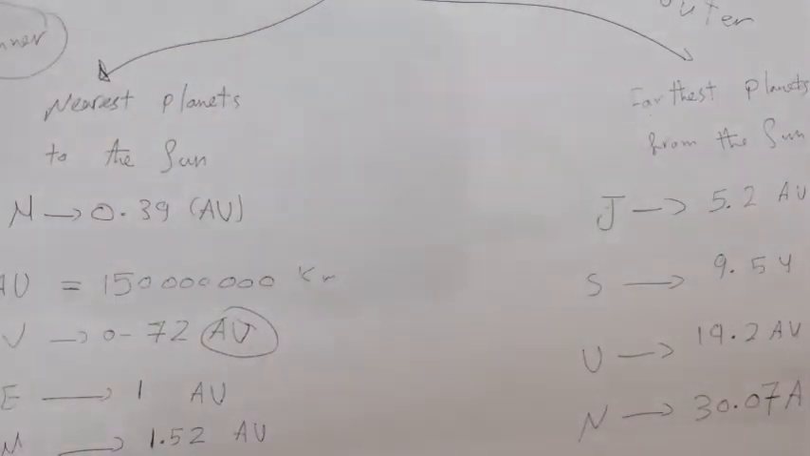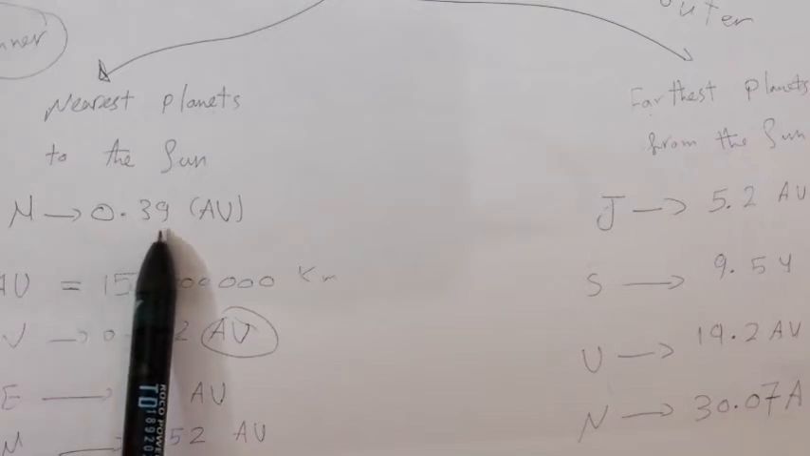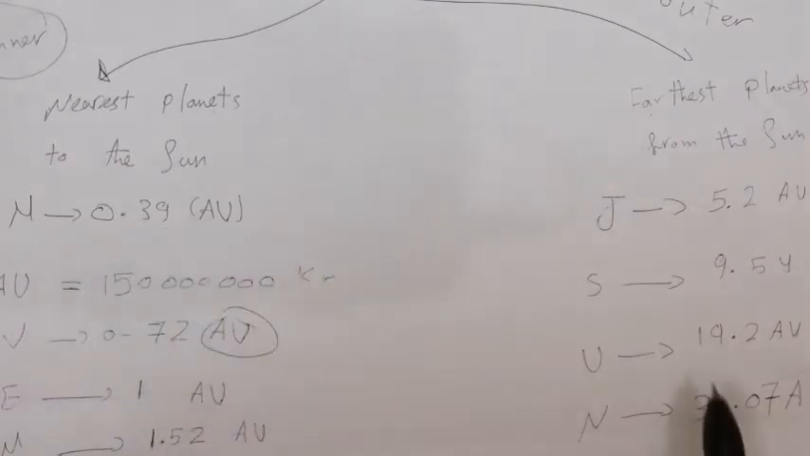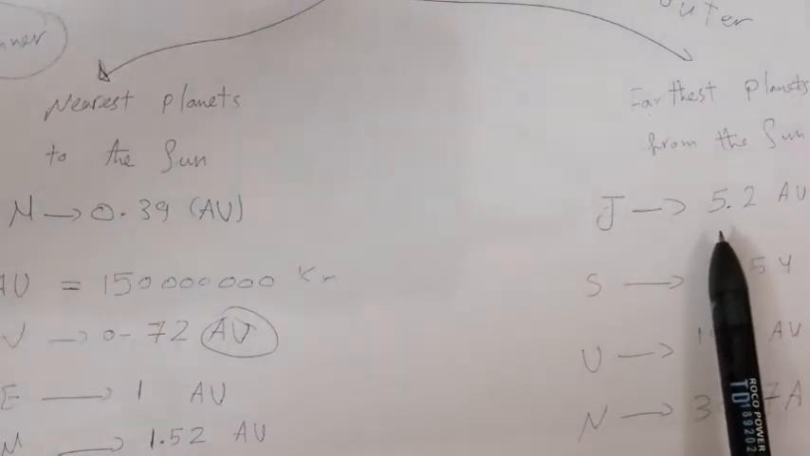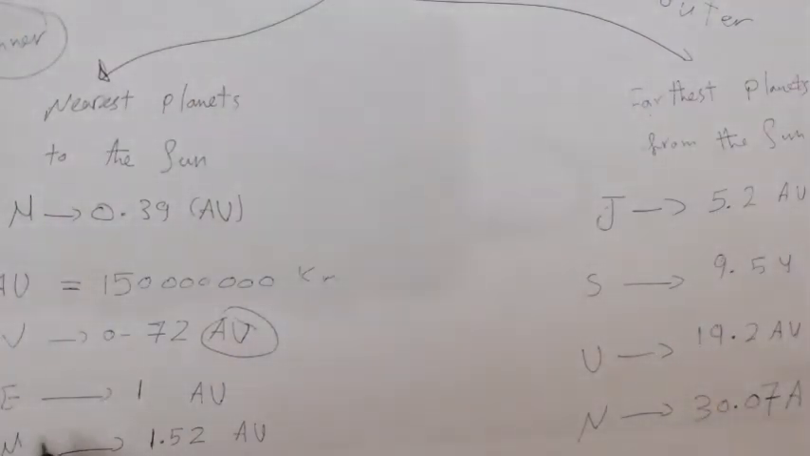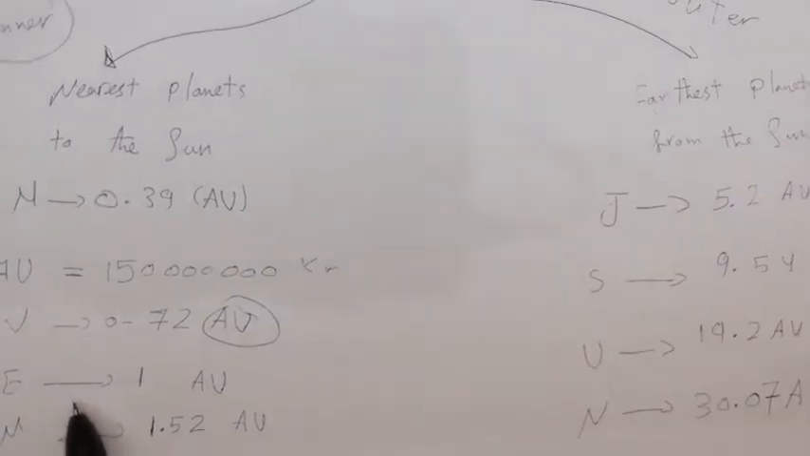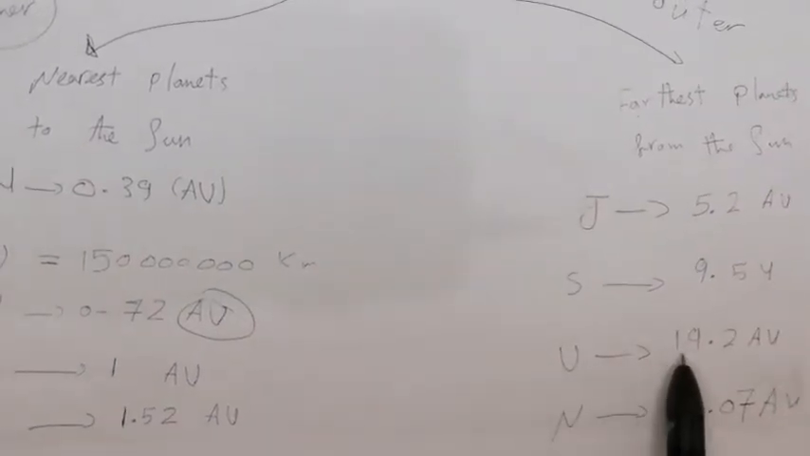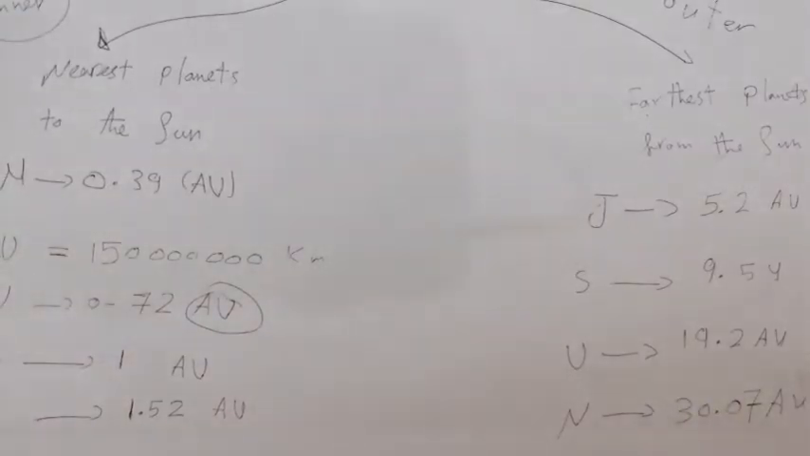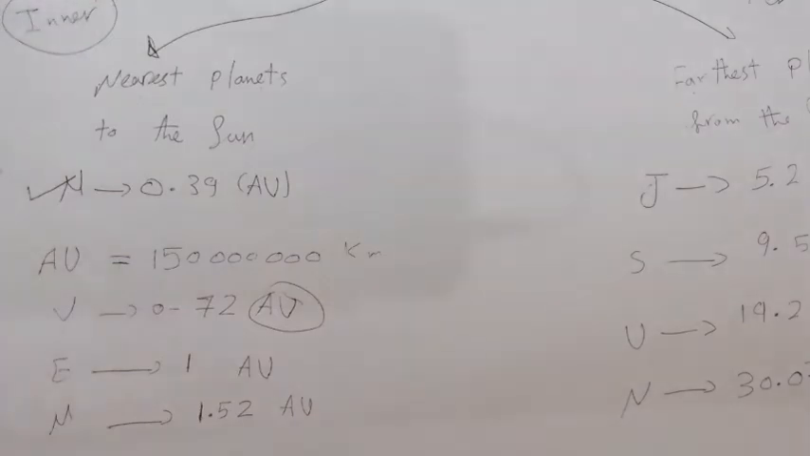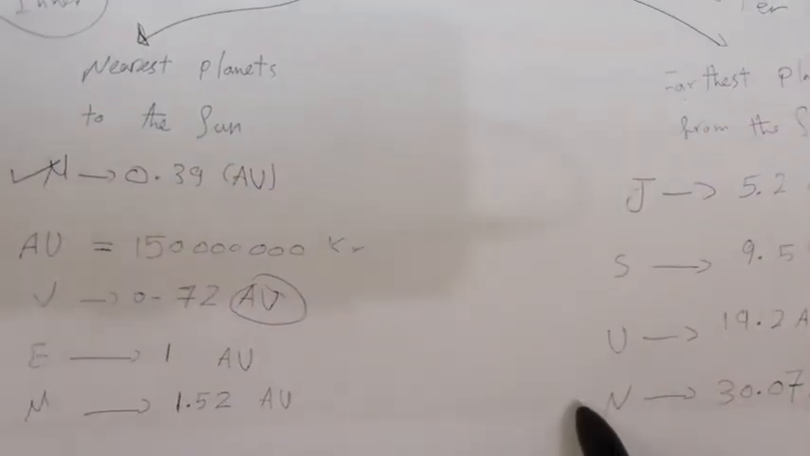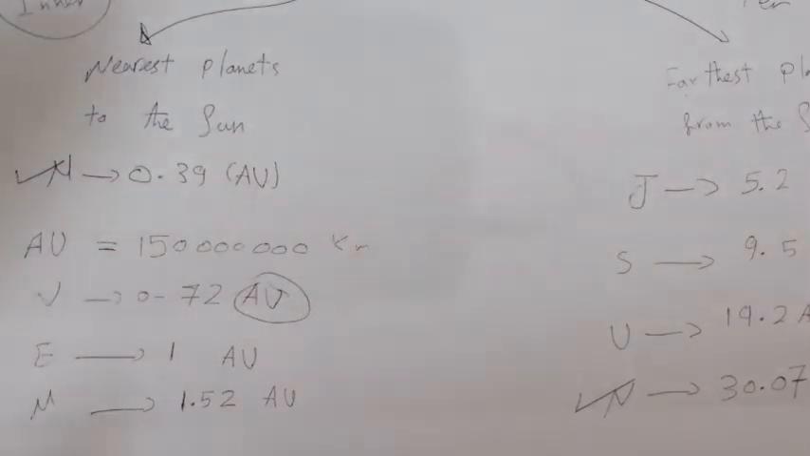As you see, look at Mercury, only 0.39 astronomical unit. Look at Jupiter, 5.2 astronomical unit. Earth, only 1 astronomical unit. Look at Uranus, 19.2 astronomical unit. And also Neptune. So Mercury is the closest, nearest planet. Neptune, farthest planet. Okay, my dear students, this is the first thing.